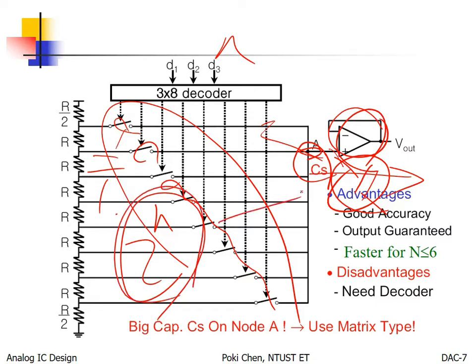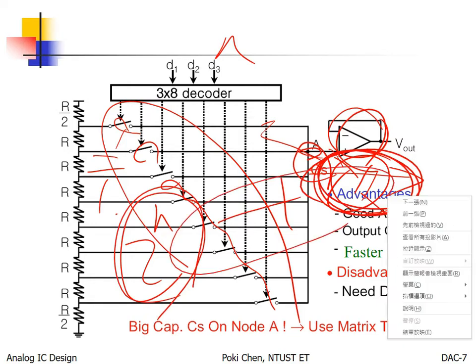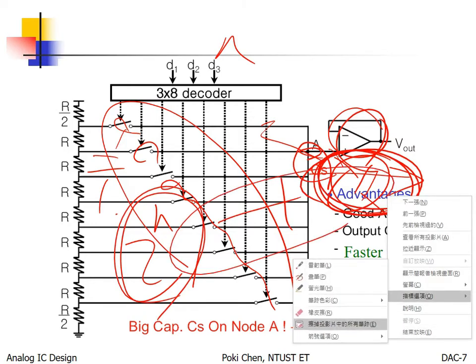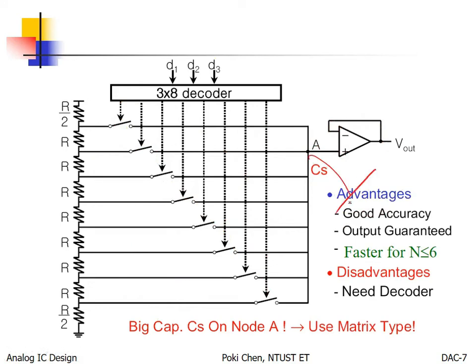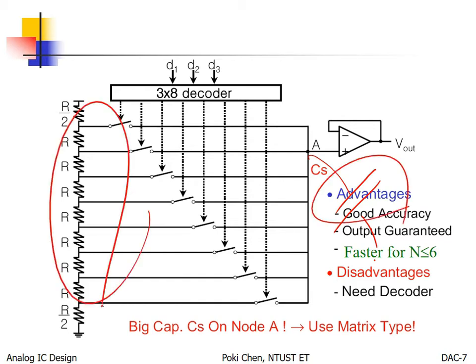Not only this, but also the input parasitic capacitance. All of them will be summed up to compose a huge capacitance here. But how to drive such kind of huge capacitance by the R string? Wow, it is some kind of RC structure, right?